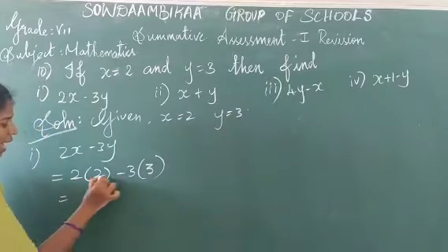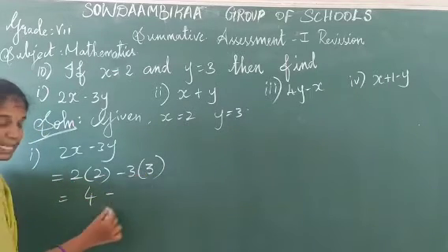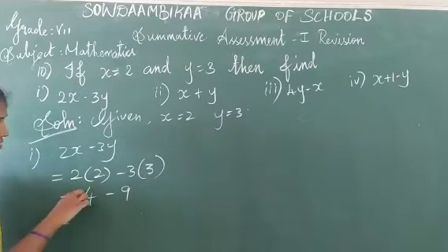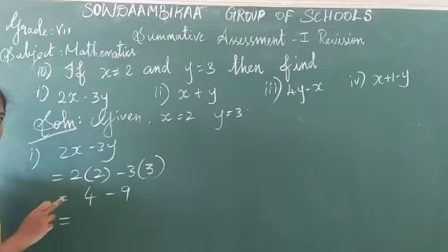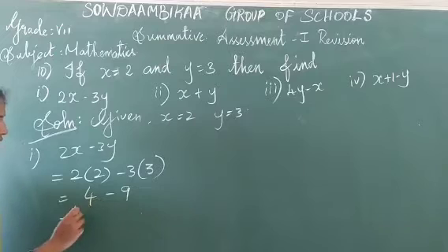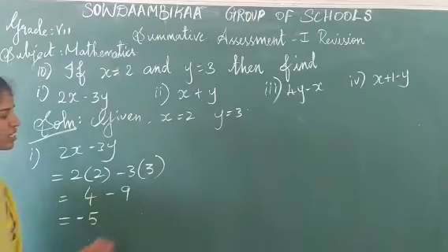3. 2 2s are 4. 3 3s are 9. One integer is positive, another one is negative, so we should subtract. 9 minus 4 comes 5. Bigger number sign is minus. Therefore answer is minus 5.